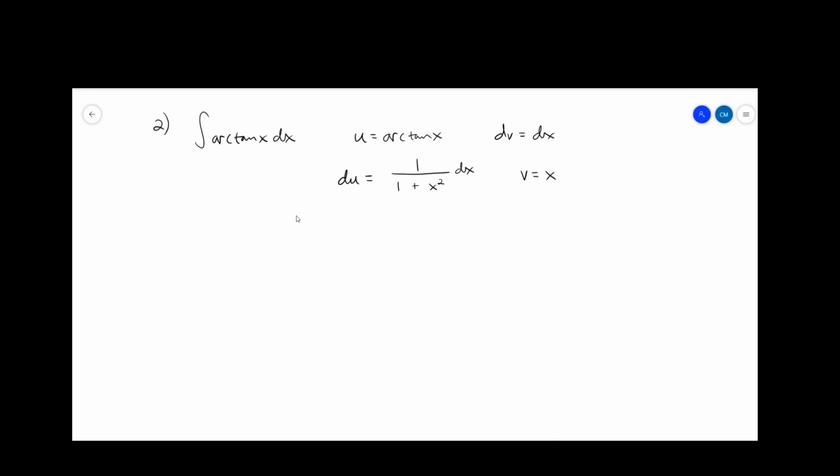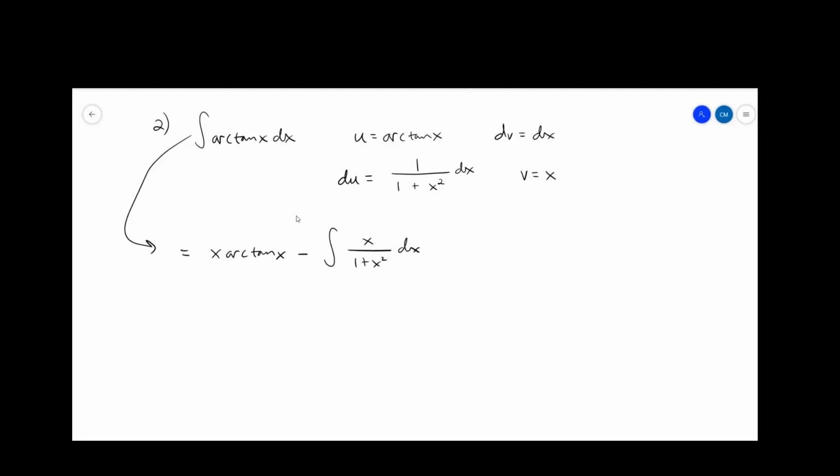Okay, so that means that this is equal to u times v, right? uv is x arctan x, minus the integral of v du. v du is going to be x over 1 plus x squared. See that? Everybody okay with the parts formula so far?